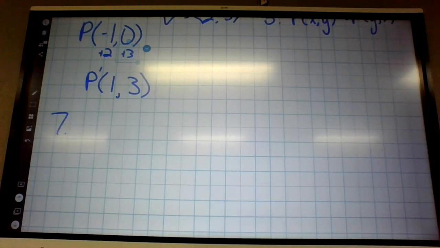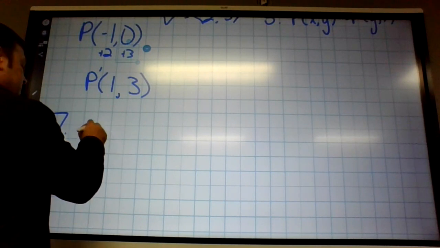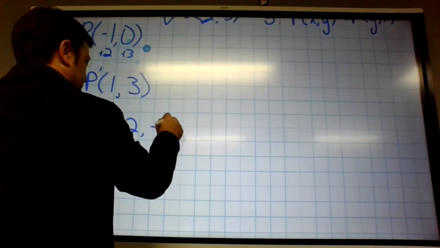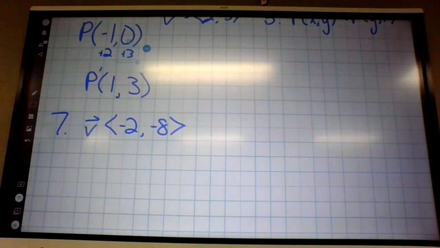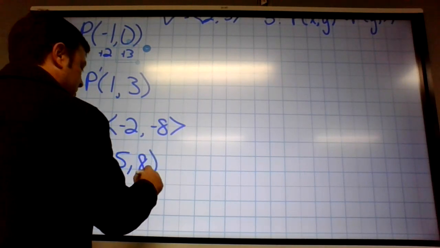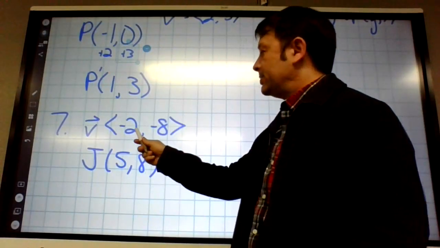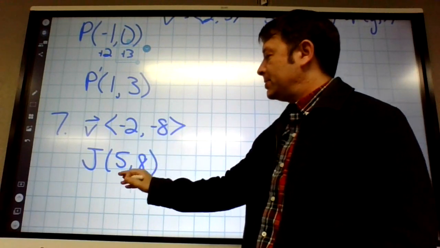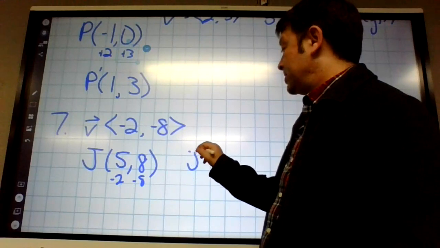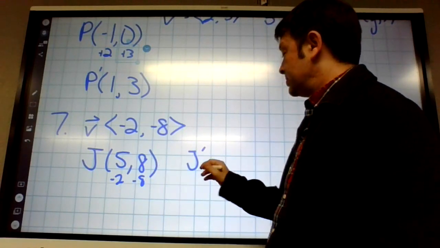The vector is -2, -8. So what does that tell us? J is at 5, 8. So if J is at 5, 8, where's J prime gonna be? 3, 0. Yeah, it's gonna go down 2, down 8. Basically, you just add those together, or subtract, however you wanna think about it. Yeah, J prime is at 3, 0.